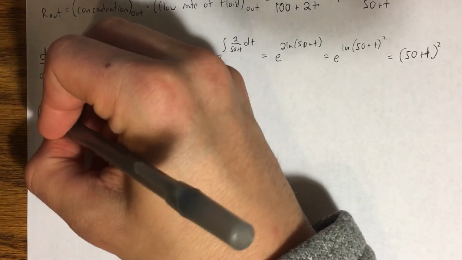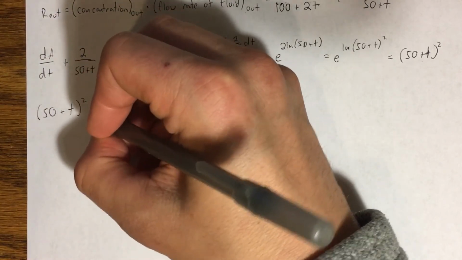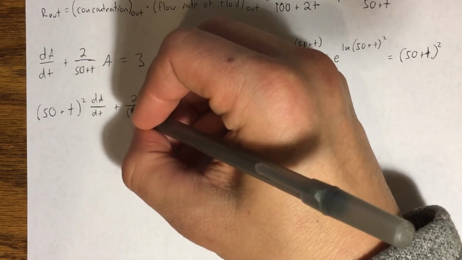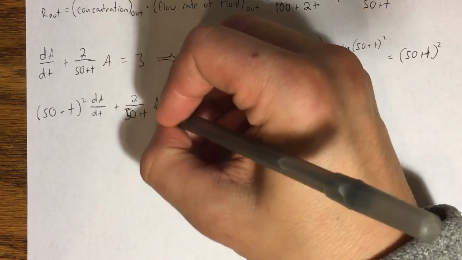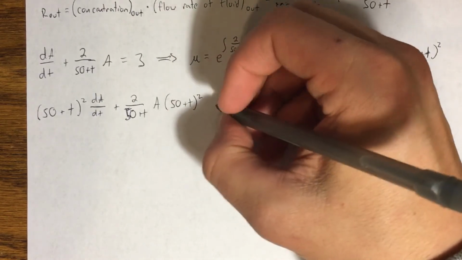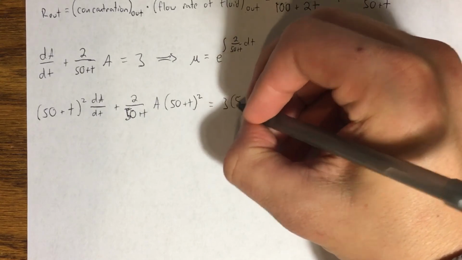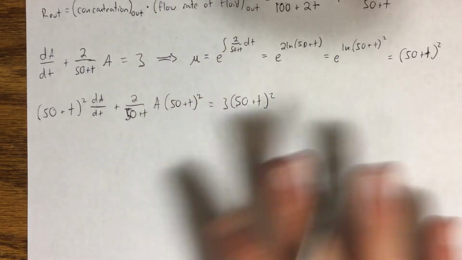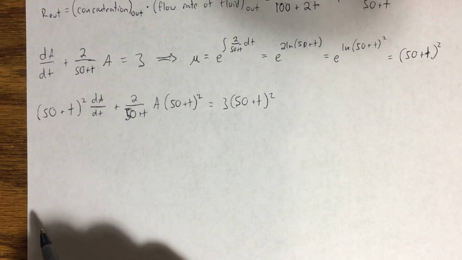I'm going to multiply both sides of my differential equation by that. That's going to give me (50 plus t) squared dA/dt plus 2 times (50 plus t) A times (50 plus t) squared equals 3 times (50 plus t) squared. I could do some simplification here, but I don't really need to because the whole point of this is to resemble the result of the product rule.